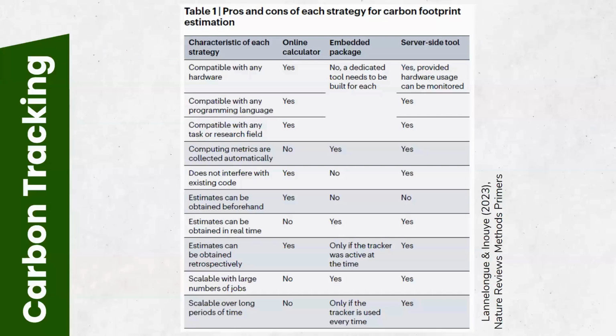So that's the broad formula that's used for carbon tracking. There are several different types of carbon trackers. Broadly, we've got online calculators, embedded packages, and server-side tools. And in the second part of this workshop, we'll provide some hands-on demonstrations of those tools. I won't go into all the advantages and disadvantages of these approaches now, but they do have upsides and downsides in terms of flexibility, ease of use, and generalizability. It's worth checking out this paper from 2023 if you're interested in learning more about those.